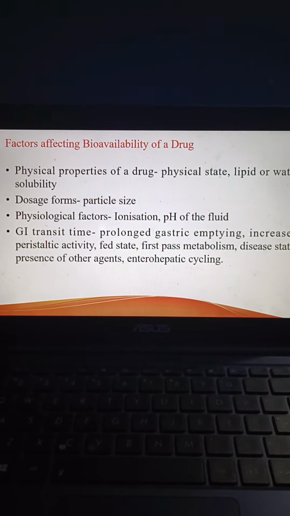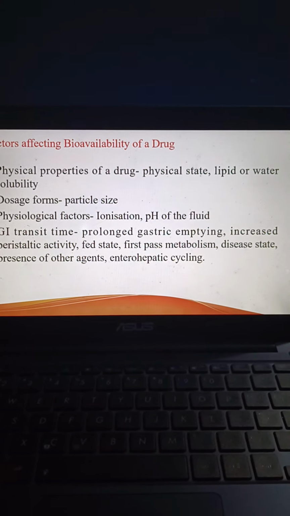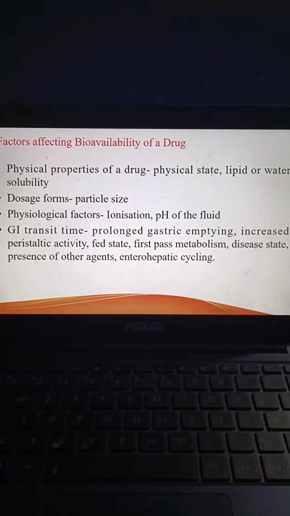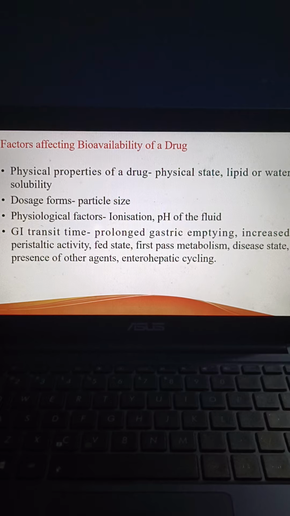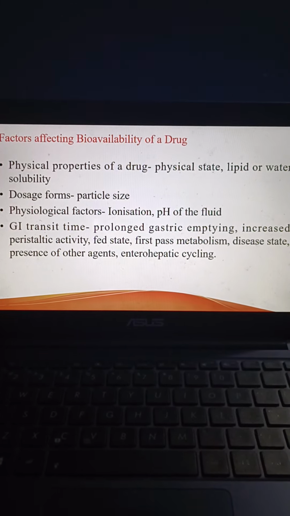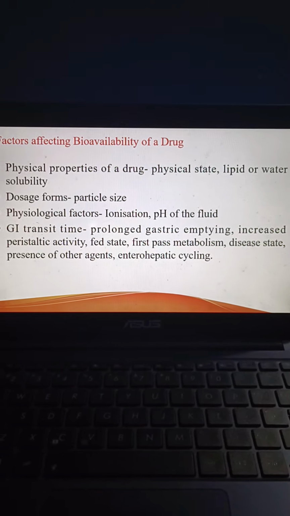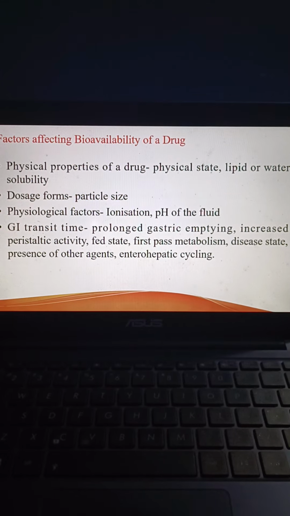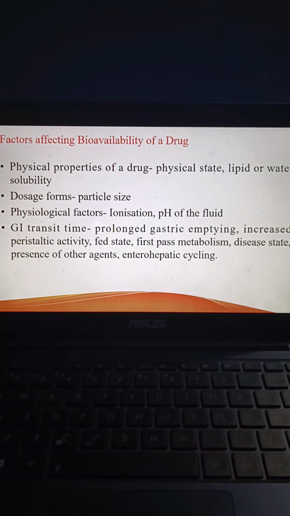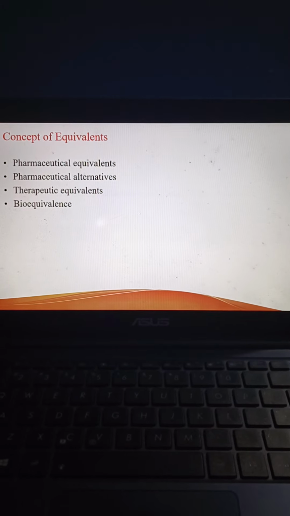Then factors affecting bioavailability of a drug. Physical properties of a drug: physical state, lipid or water solubility, dosage forms, that is particle size. Physiological factors: ionization, pH of the fluid, GI (gastrointestinal) transit time, prolonged gastric emptying, increased peristaltic activity, fed state, first pass metabolism, disease state, presence of other agents, enterohepatic cycling. These can also affect the bioavailability of a drug.